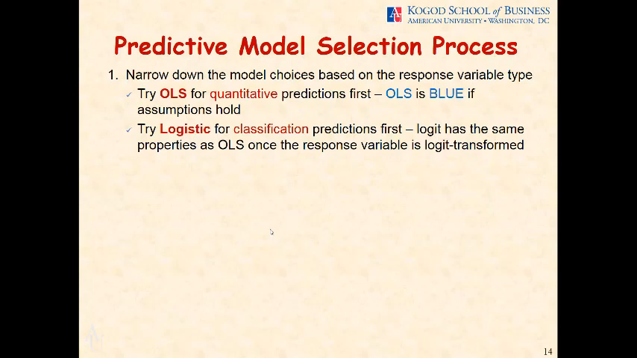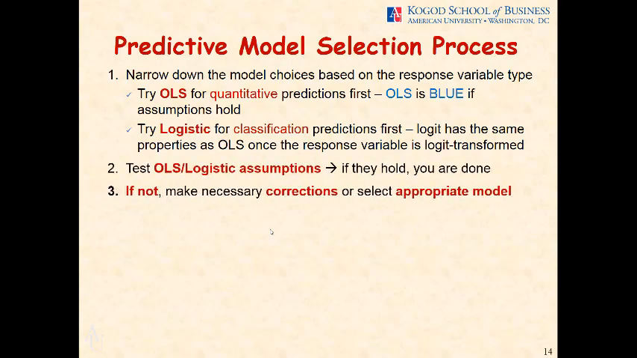If the response variable is binary or classification data, we can run a binary logistic model or a multinomial logistic model and test the assumptions, and if they hold, then logistic is the way to go. If the OLS or logistic assumptions don't hold, then we have a whole bunch of things we can do. We can try to find a model that addresses those particular violations of the OLS assumptions, or we can make the necessary corrections. We're going to talk about transformations in the next 2 weeks.